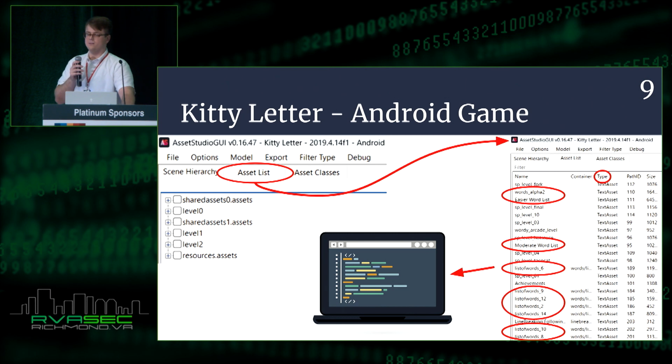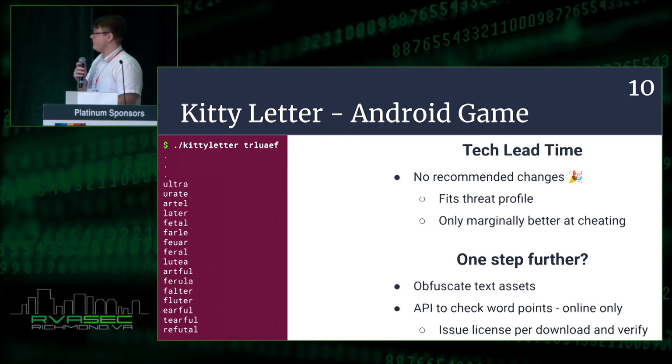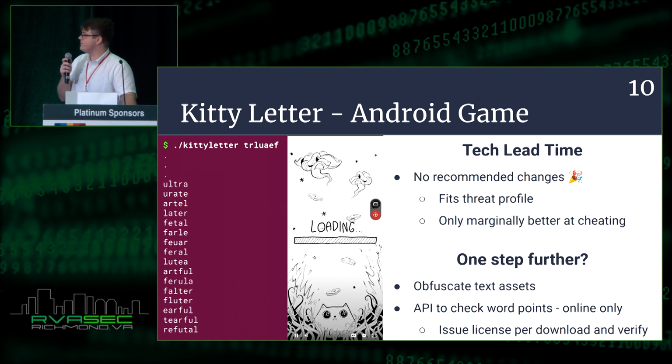You have to go to the assets list tab. And then as you're scrolling through there, the most helpful things are the text assets. So if you sort by that type, you'll be able to find all the files that are the word list files. And then extracting those is a breeze. You just click on them and then click download. And then I wrote a custom program that uses those as input. And it looks something like this.